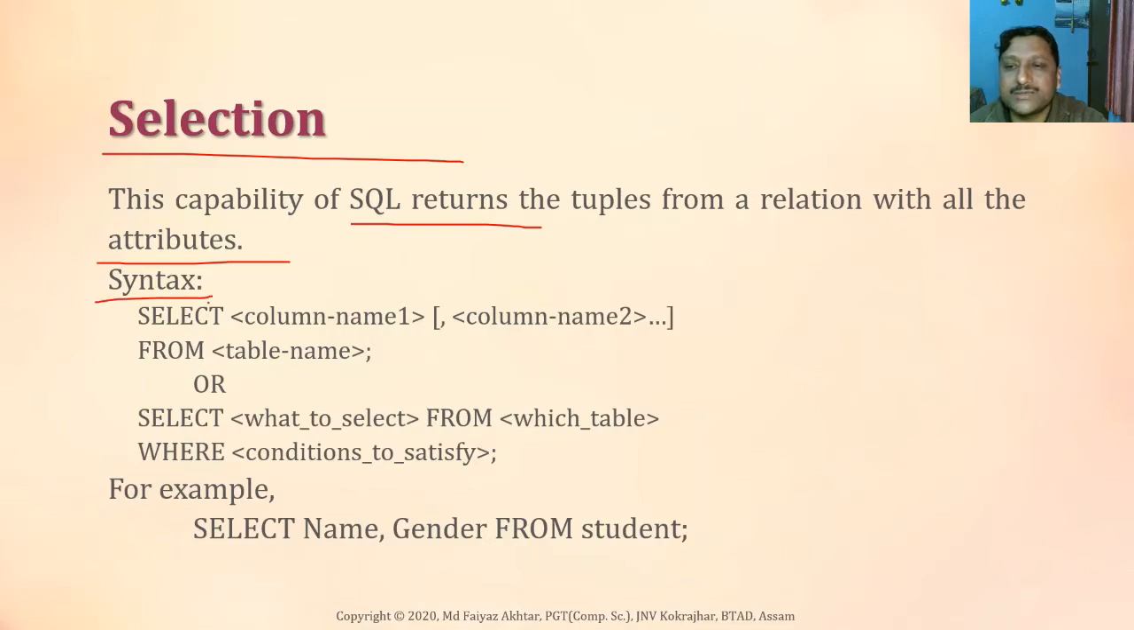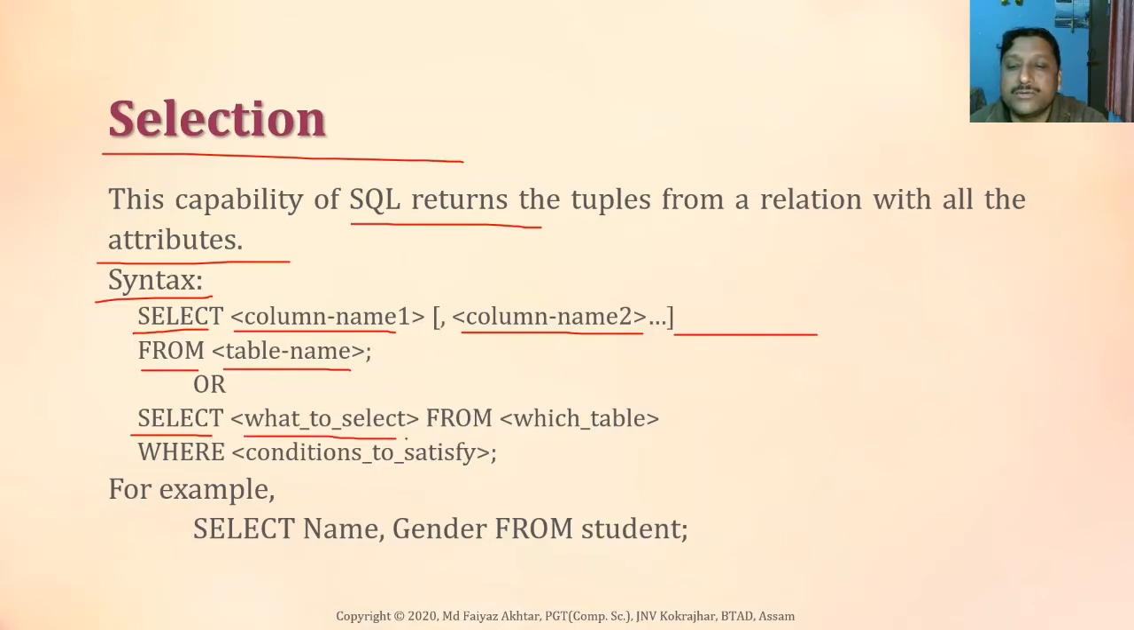The syntax for the selection statement is like this: select, then we have to give a column name, then another column name, then another column name. As many column names as we want, we can give here, and then the from clause is to be used, and then the table name we have to use.